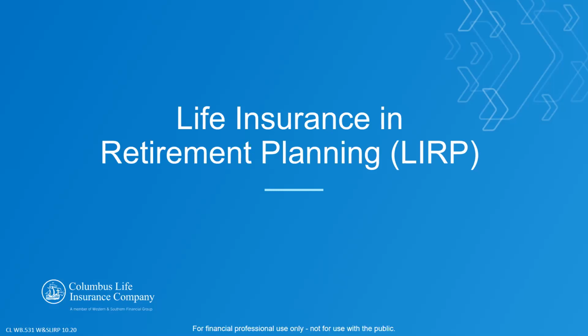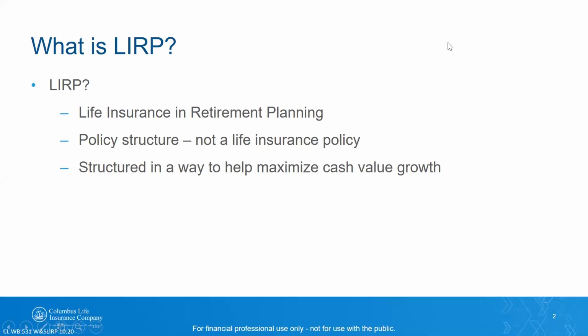The simplest way to think of a LIRP as a policy design is that we're going to reduce the face amount as much as possible, while at the same time putting as much premium into the policy as possible. So again, it is a policy structure. It's not the actual product, it's the case design. And we're going to try to maximize it so that you have more cash accumulation versus more death benefit.